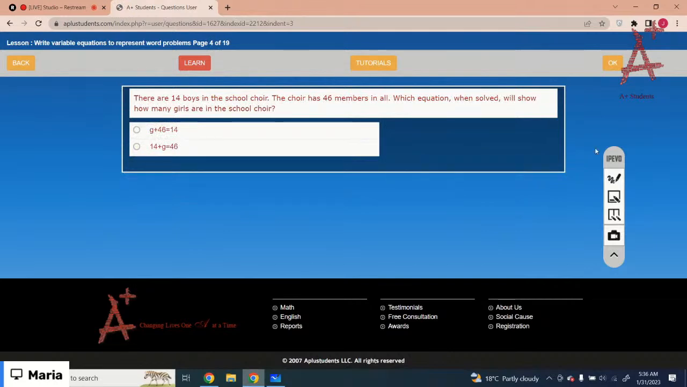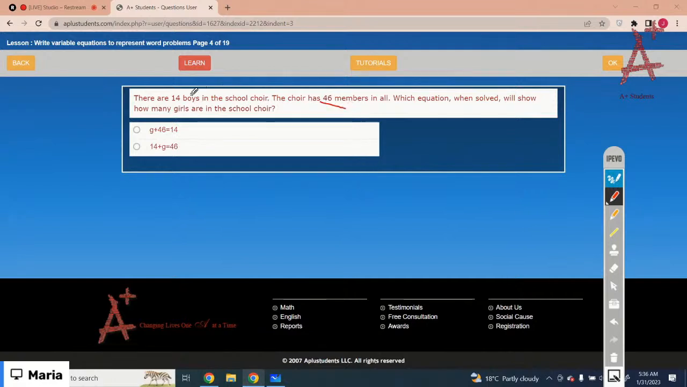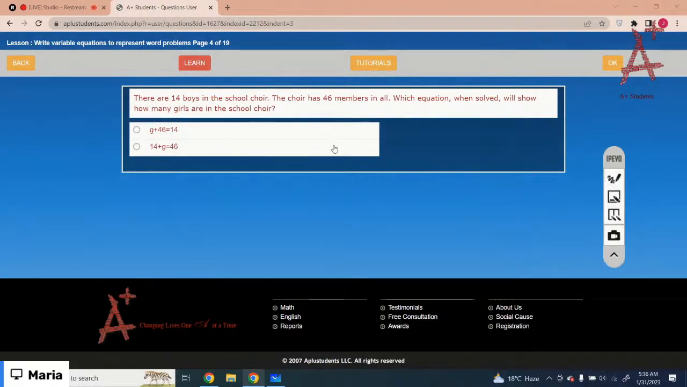Okay, there are 14 boys in a school choir. The choir has 46 members in all. So 14 boys and 46 members total. Which equation, when solved, will show how many girls are in the choir? So 14 boys, you don't know about the girls, and their total is 46. It would be 14 plus G equals 46. So option number 2 is the correct option. Got it?